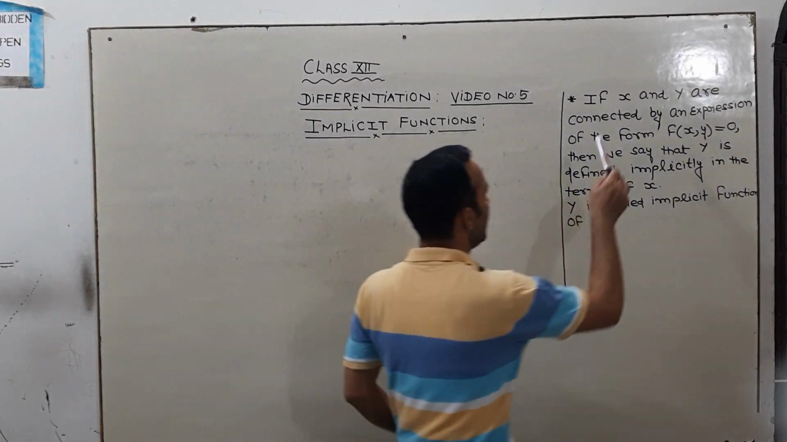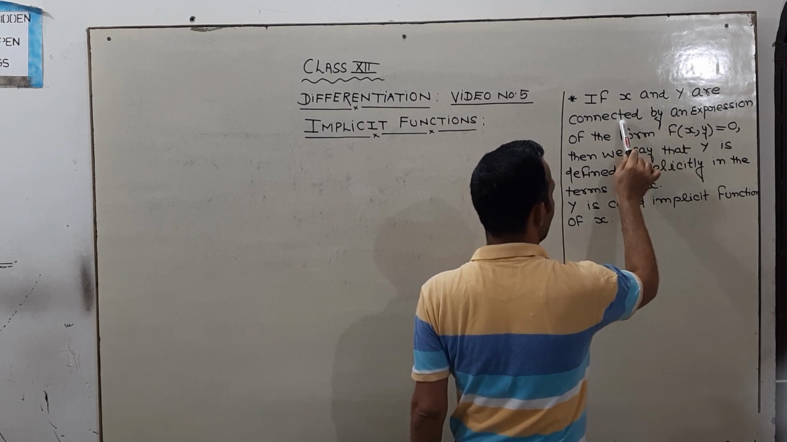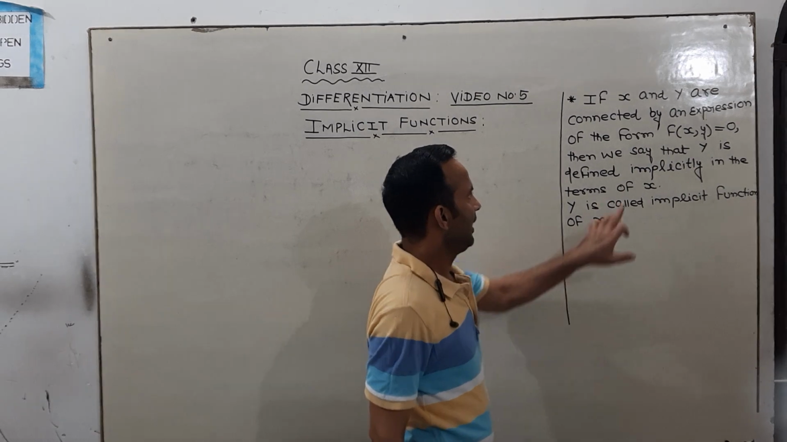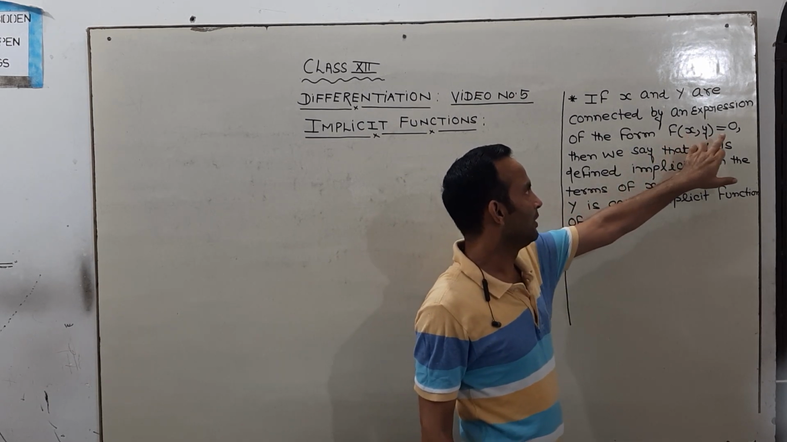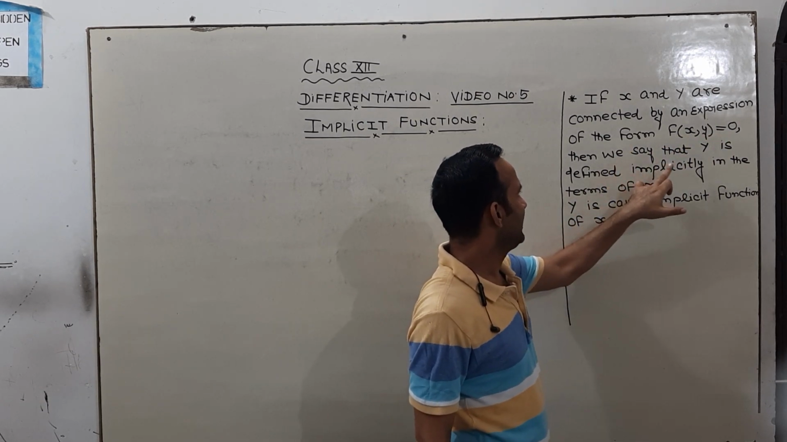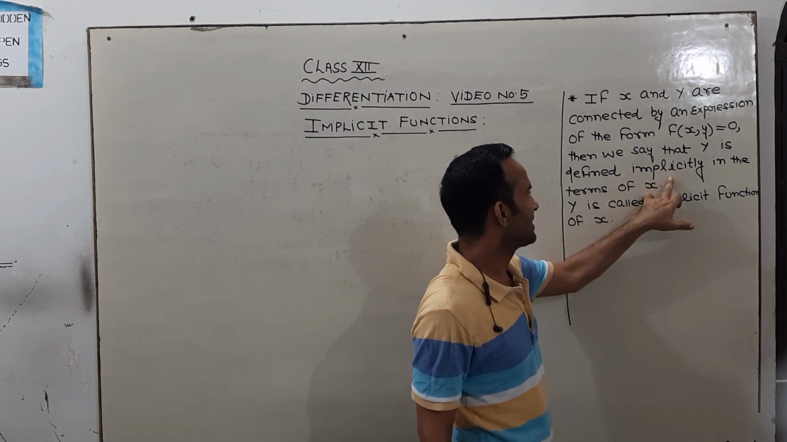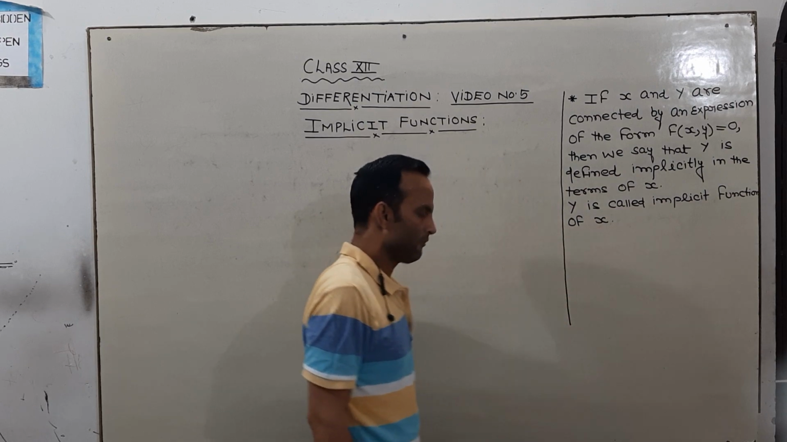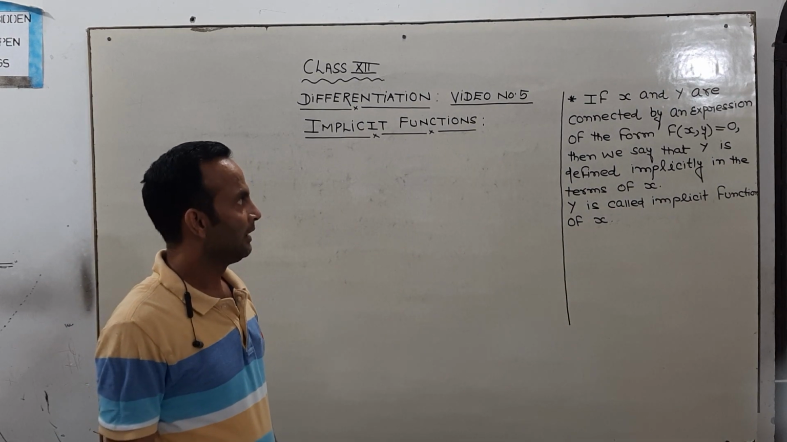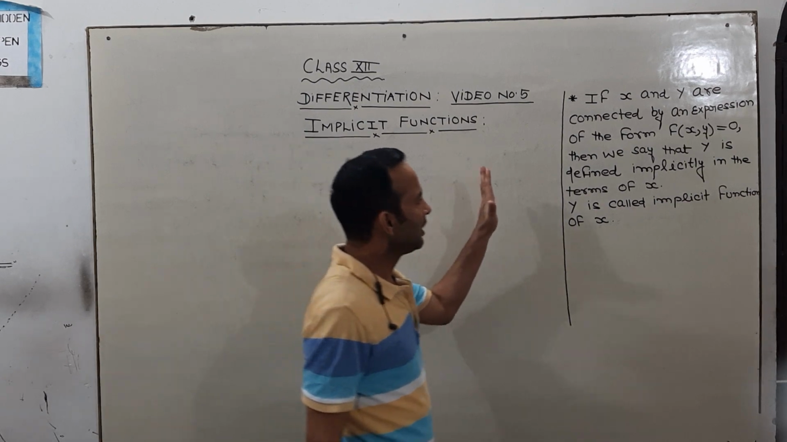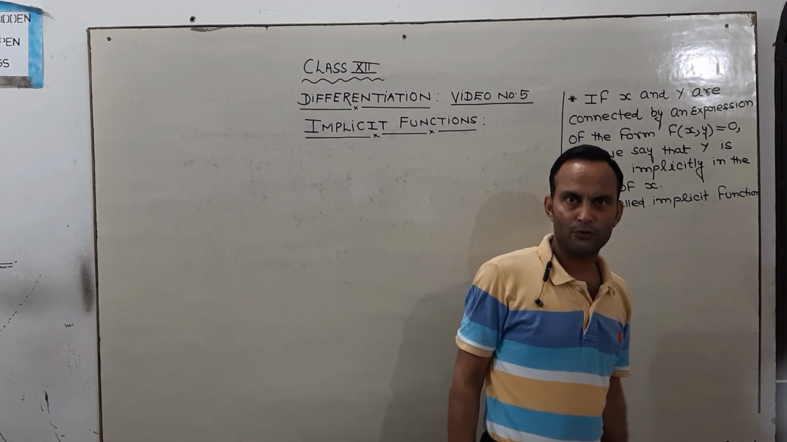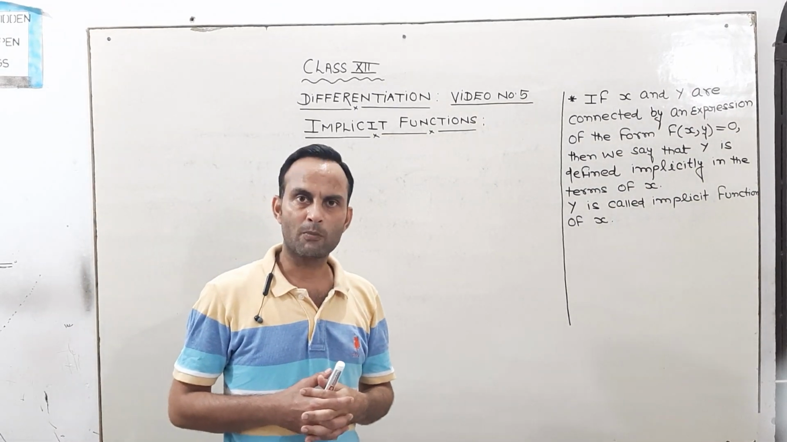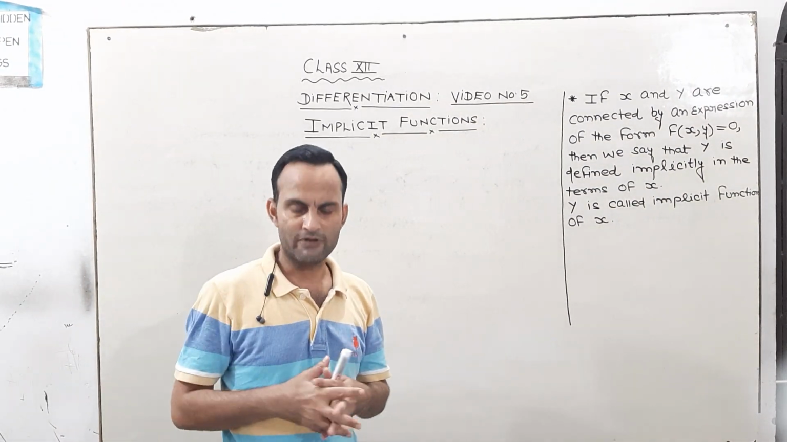See here, if x and y are connected by an expression of the form f of x comma y equal to 0, then we say that y is defined implicitly in terms of x. y is called implicit function of x. However, no need to learn this statement. You have to know how to detect that the given differential problem is related to the implicit function.